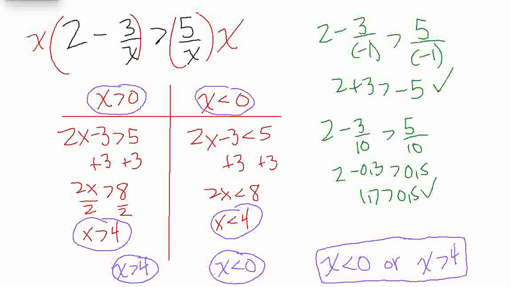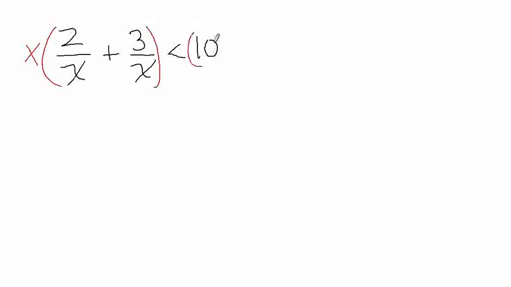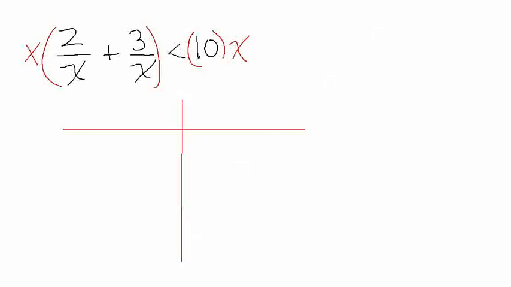Would you please pause the video now and try to solve this inequality? 2 over x plus 3 over x is less than 10. Okay, I'll go ahead and solve it myself now. So I'll multiply both sides by x as before, and I'll account for the two possibilities, x being positive and x being negative, and let's see what happens.